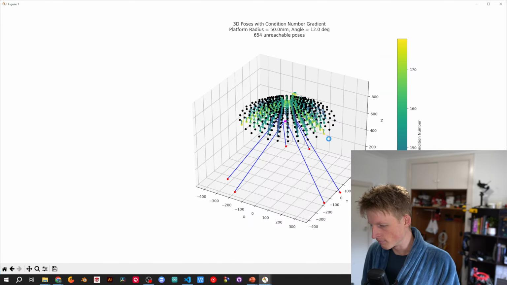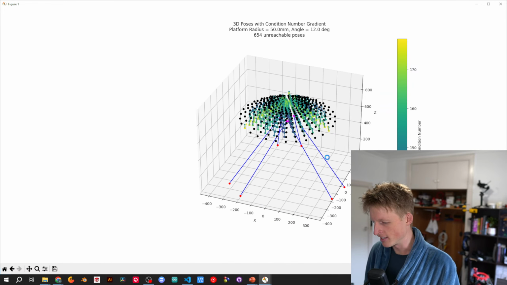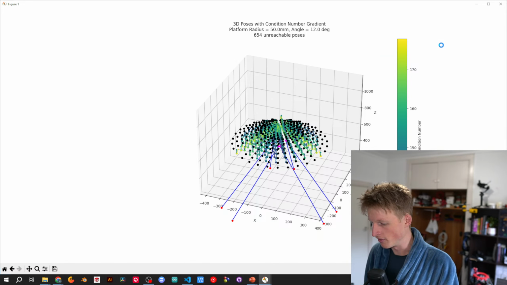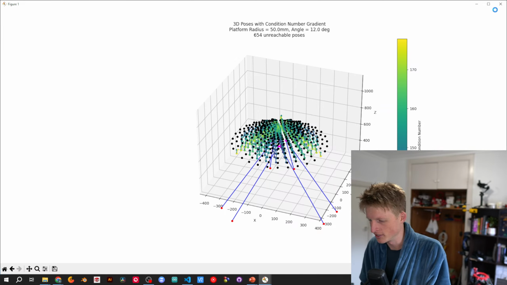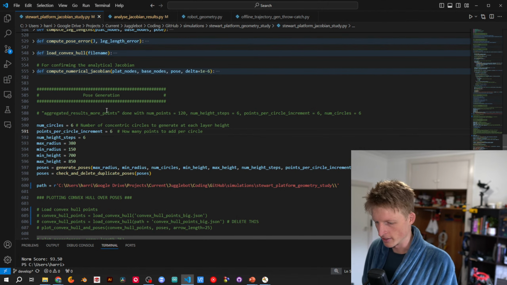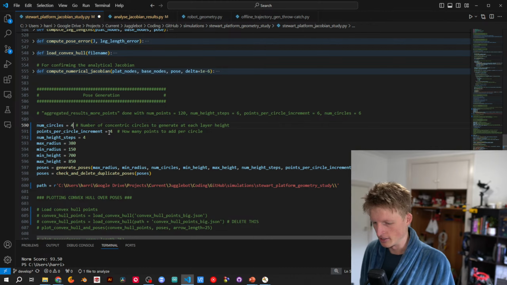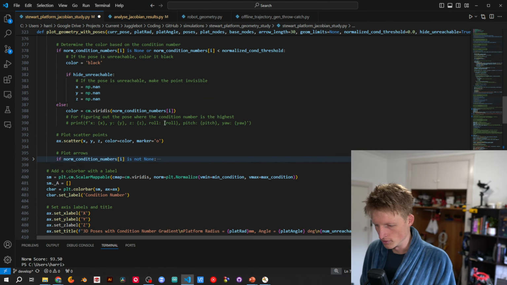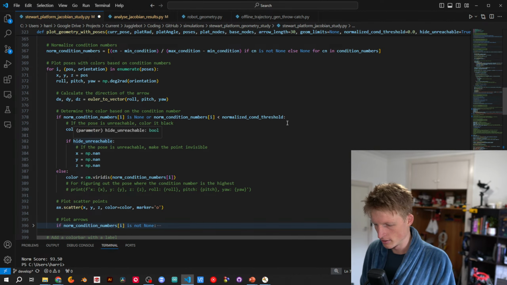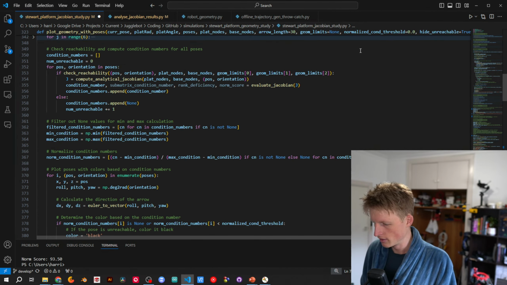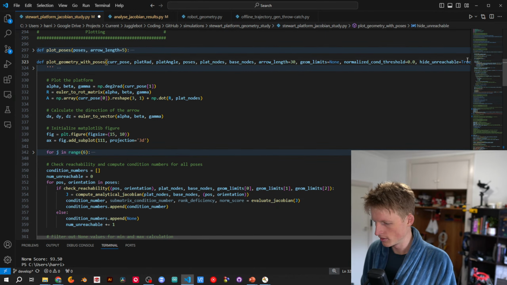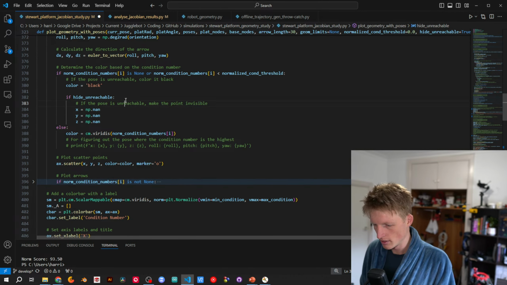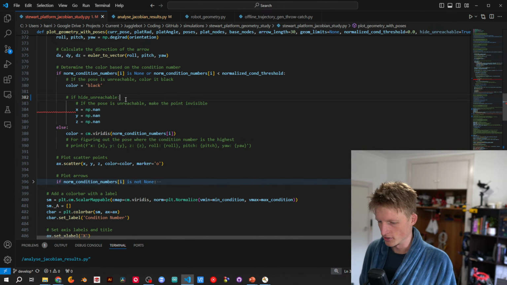But yeah, showing this in this way, we can see that there's actually a lot of poses that are unreachable that we may want to be able to reach. And because that's super laggy, I'm going to run that again with smaller numbers. And just so that the black dots don't get in the way, I want to hide them. So let's... I can't remember where I've changed that code, so let's just do that.